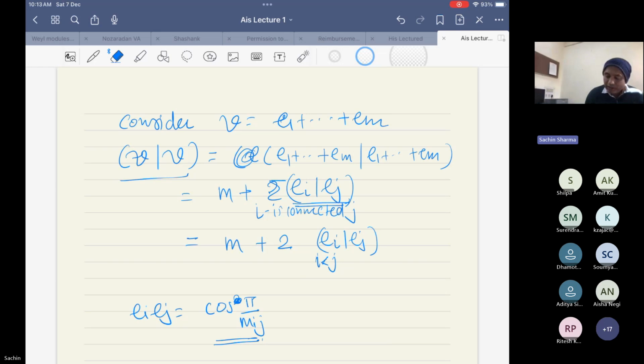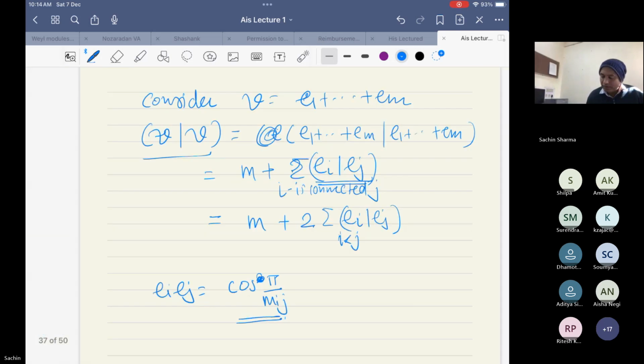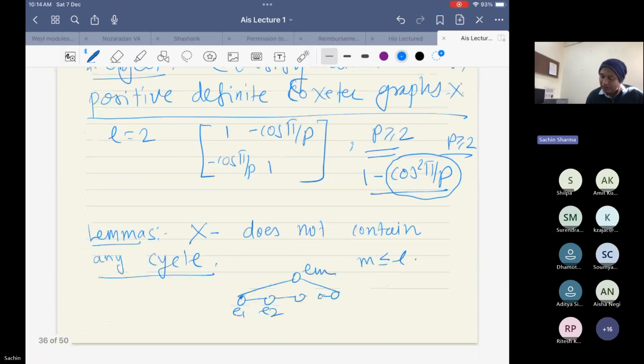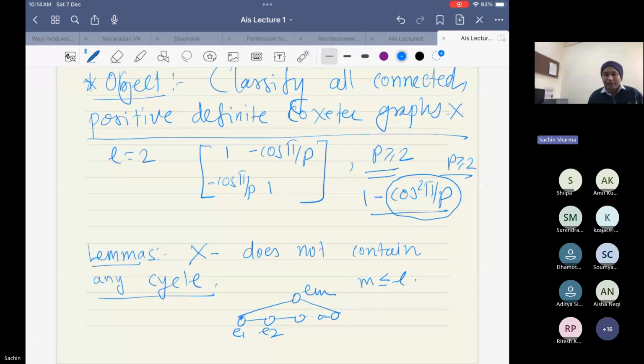But what is the minimum value of EI EJ? If it is non-zero, it will be a minus half, right? And how many indices are there, as it is a cycle? See, it is a very easy thing. You determine it from here actually.